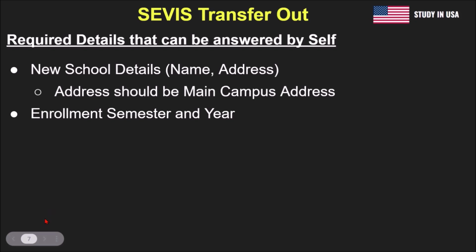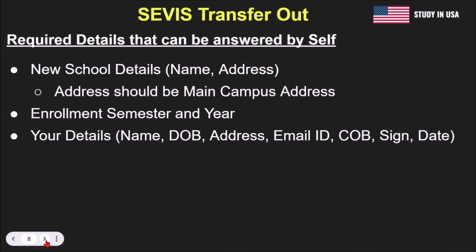You might have decided because you already have the acceptance letter, and the acceptance letter is for a particular semester and a particular year. Then you would know your details such as name, date of birth, address, email ID. The personal email address needs to be given, country of birth, then signature and date. These are the required details that you can answer by yourself.